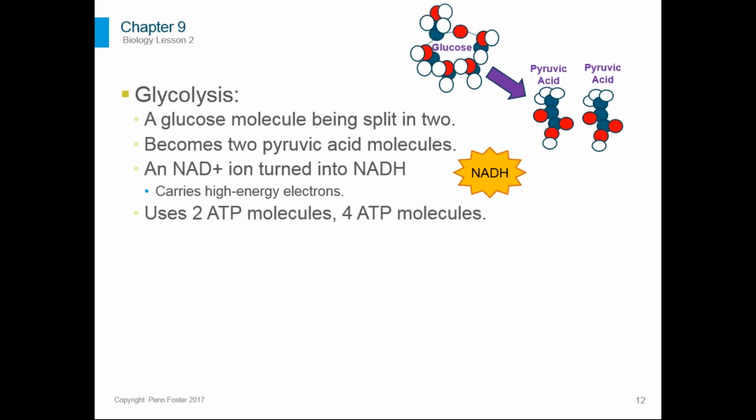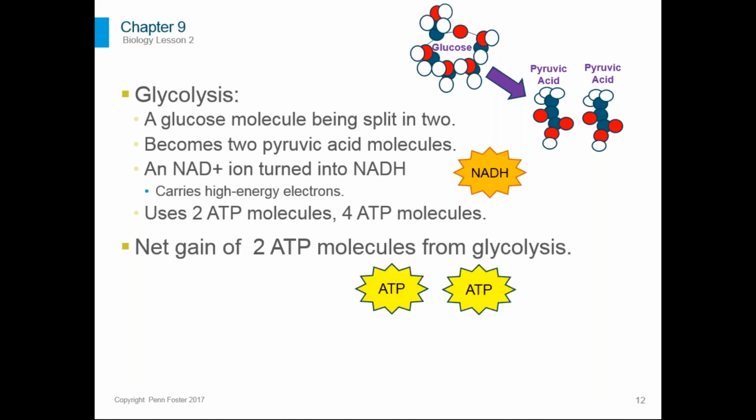electrons. And to do this, the process of glycolysis uses energy from two ATP molecules, and it creates four ATP molecules. That means a net gain of two ATP molecules from glycolysis. So this should say creates. I'm sorry, it's very hard to write with the mouse. All right, so it uses two ATP molecules. It creates four ATP molecules, so that means it's still ahead by two ATP molecules.